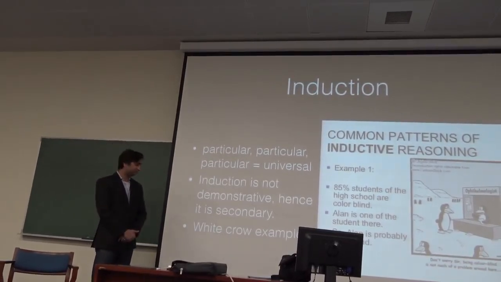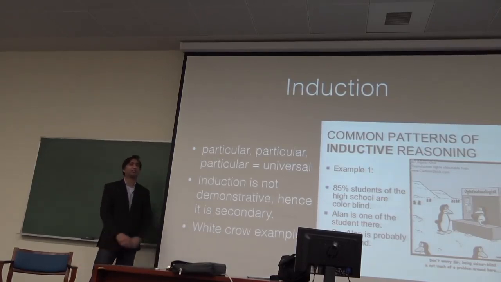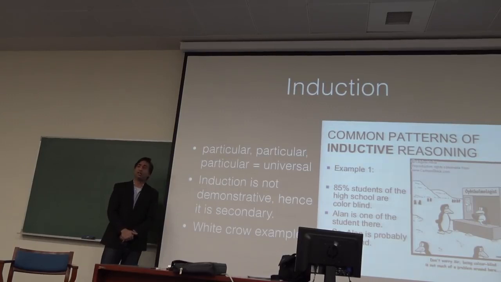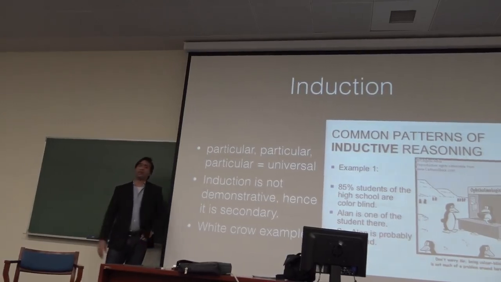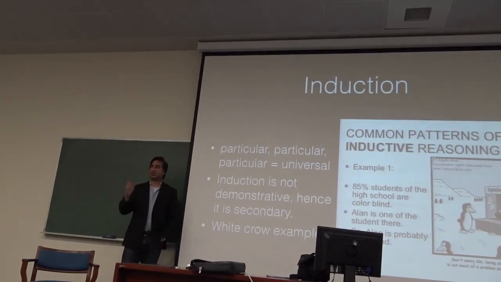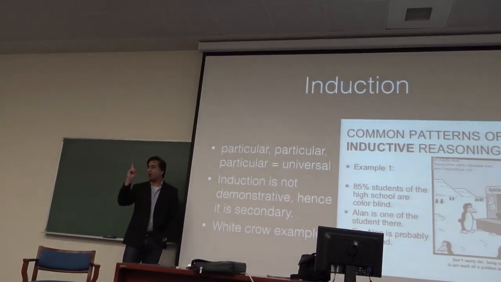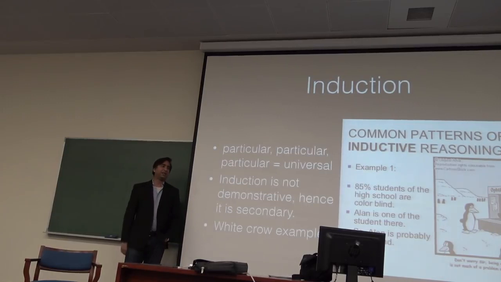That's induction. But the problem with induction is it only takes one example to destroy a generalization from induction. So let's say I see a crow and it's black, and I say, okay. Then I see another crow and it's black, and I see a third crow. I see 1 million crows and they're all black, right? Does that mean all crows are black?